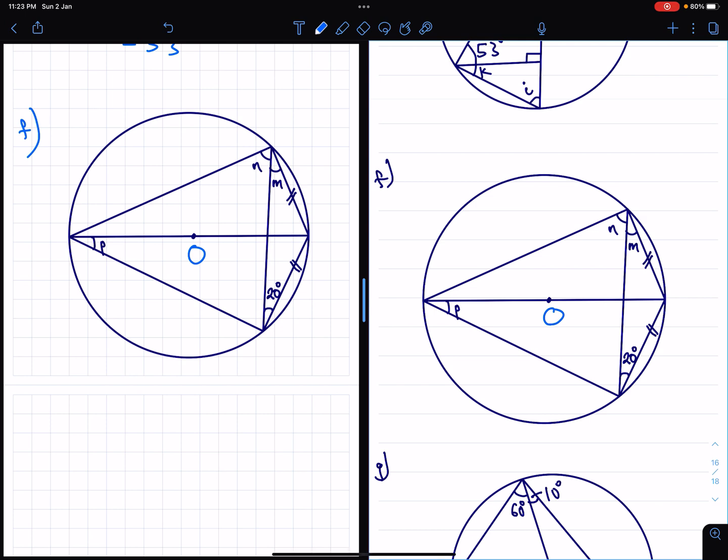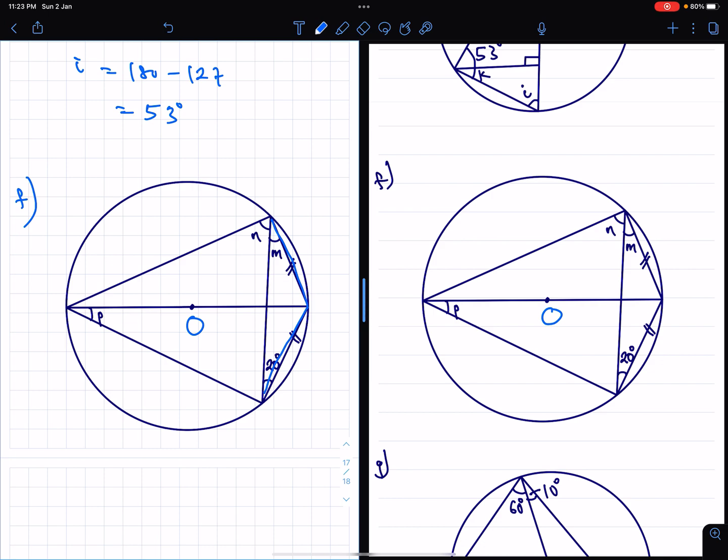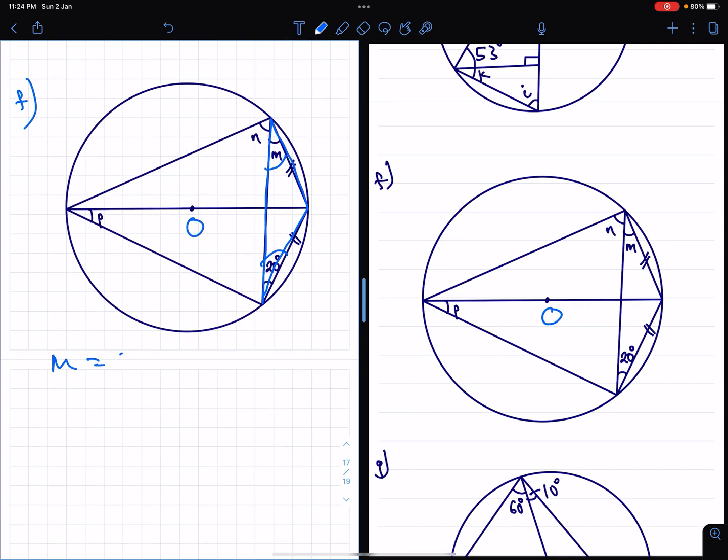What's the first thing to do here? First of all, we can see that this is an isosceles triangle because it has two equal sides. This is an isosceles triangle, that is not. This is an isosceles triangle, and that means its base angles are equal, which simply means M and 20 are the same. So angle M is also 20 degrees because the two of them are base angles of this isosceles triangle. It has two equal lengths.